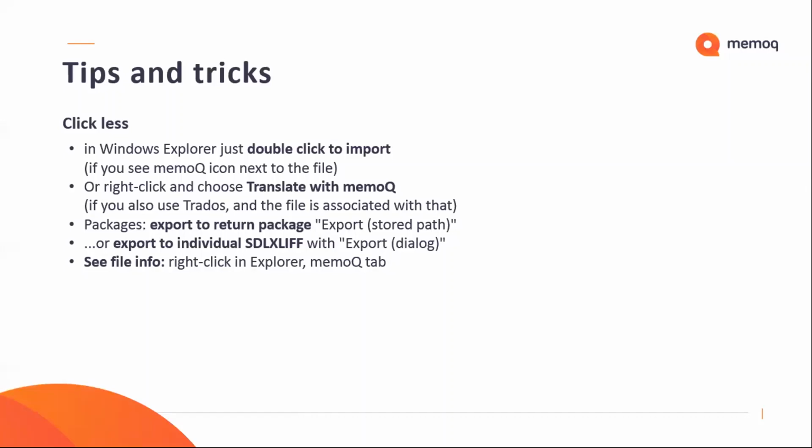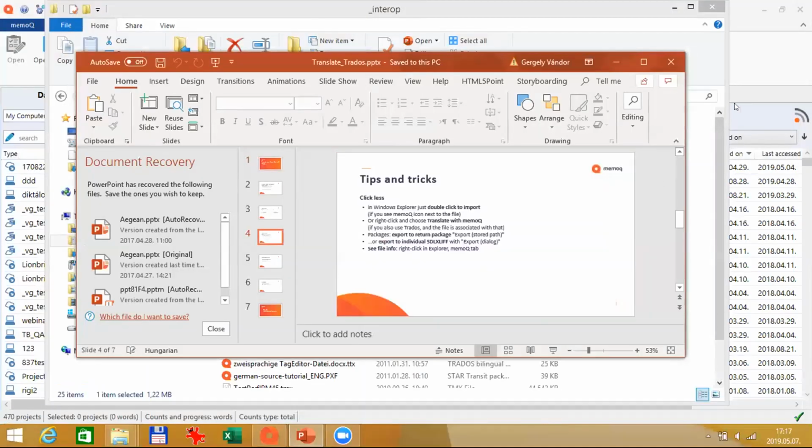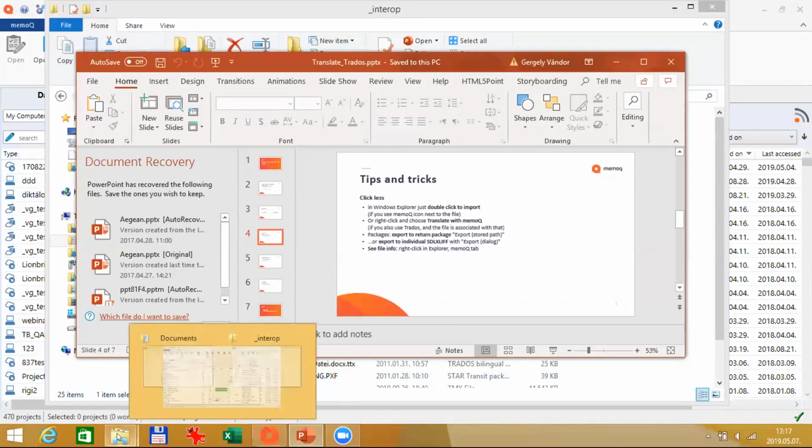And there is another interesting trick. Still in Windows Explorer, you can right-click a document and there you will find the memoQ tab in the Properties window of each file. And for the file formats supported by memoQ, you will see additional information about the file there. Okay, so I think I will proceed with a demonstration of the translation process itself.